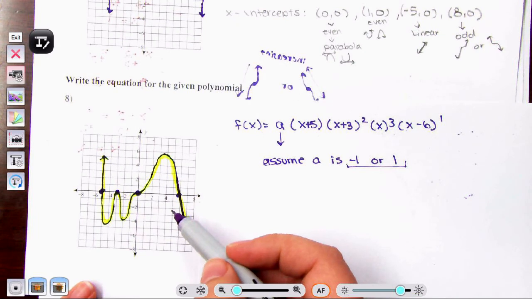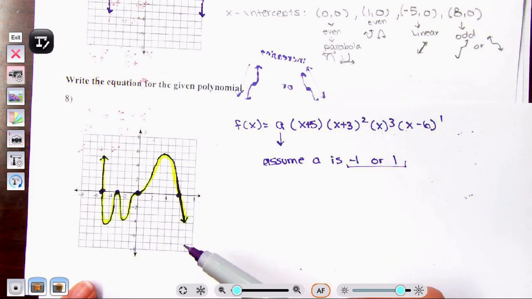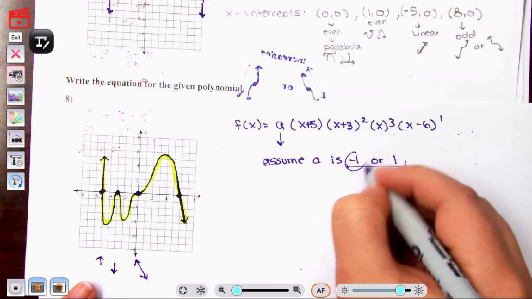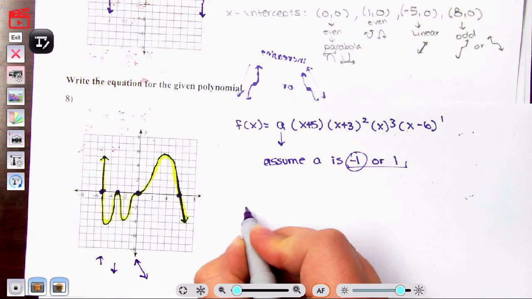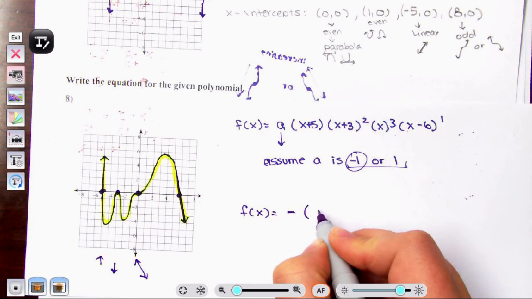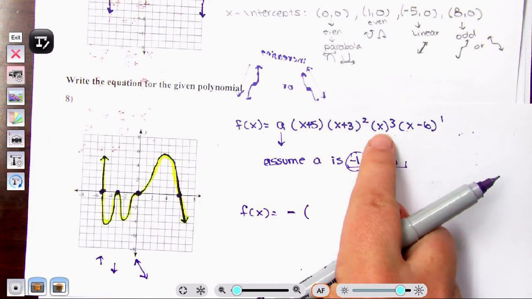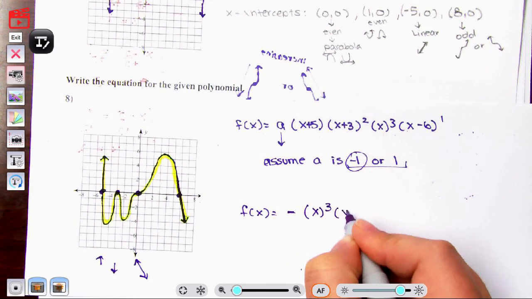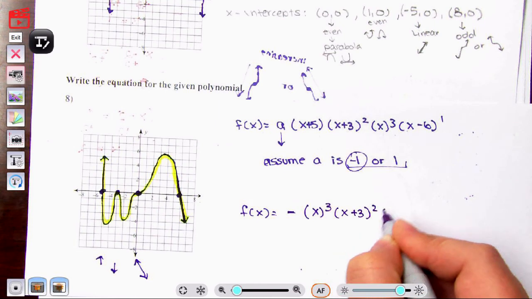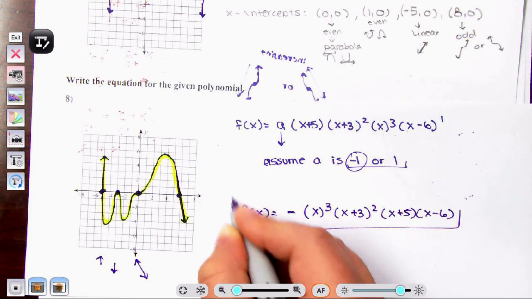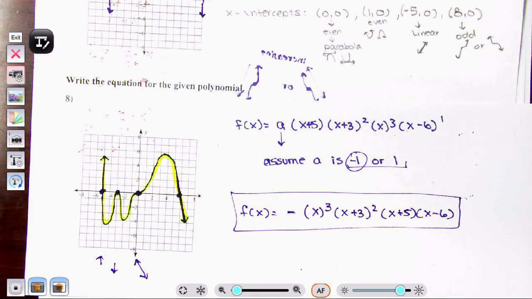So we know this is an odd function because left and right hand are different. Now notice that left hand is up, right hand is down. That means we have a decreasing function. Anytime we have a decreasing function, our A value is negative. So what is our final answer? Our final answer is negative. Order your exponent from highest to lowest, except if you have a singular x that goes in the front. So x cubed times x plus 3 squared times x plus 5 times x minus 6. Double check that you have everything, you haven't forgotten anything, and that is your answer.